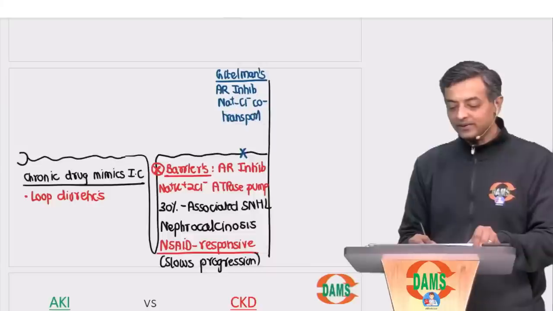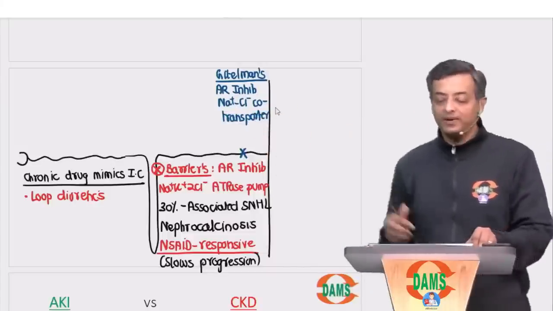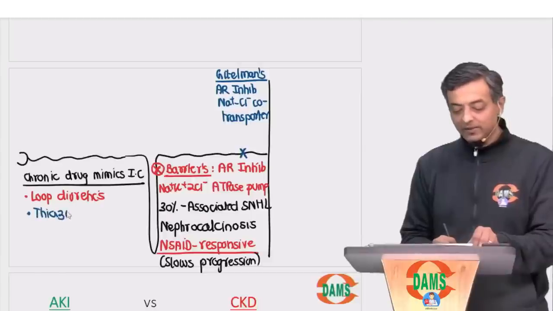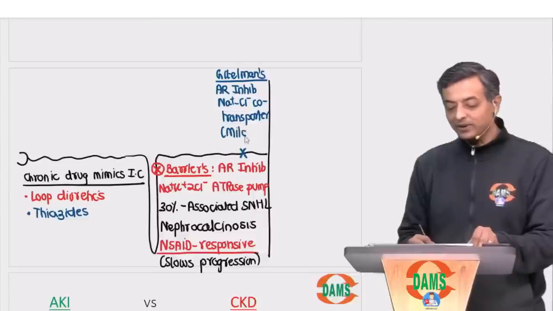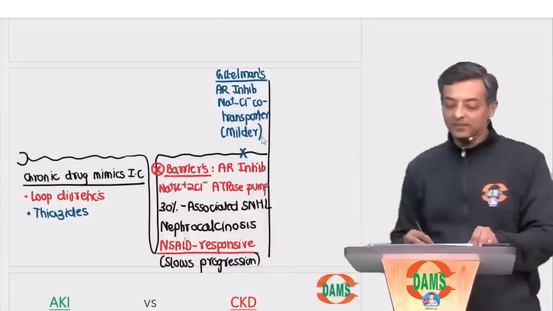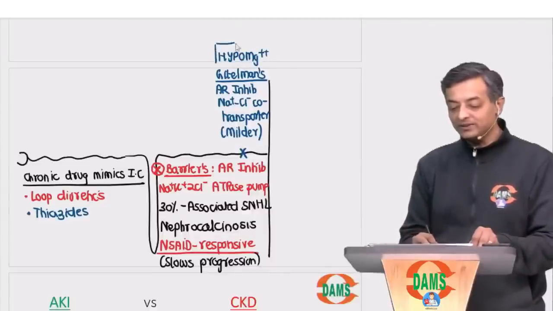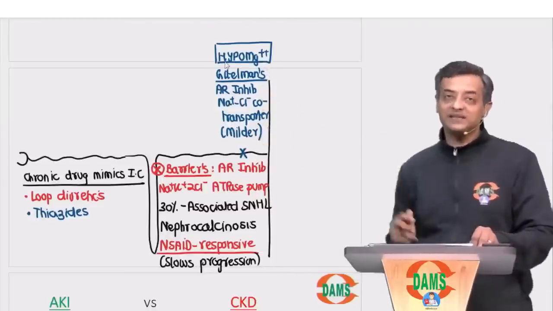It is mimicked by the thiazide group of diuretics. Obviously, thiazides are less potent, so Gitelman is milder than Bartter. All the features of Gitelman are because of hypomagnesemia, MCQ. All features are because of hypomagnesemia.